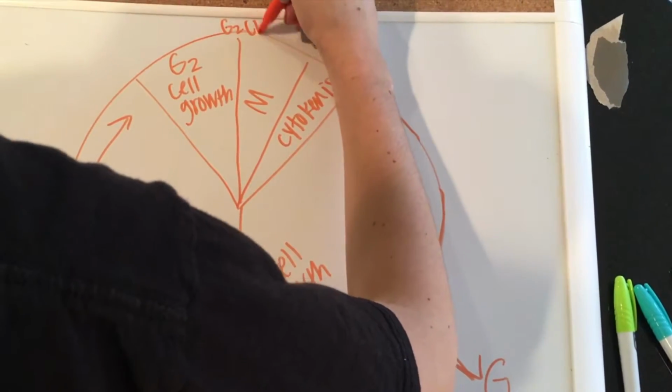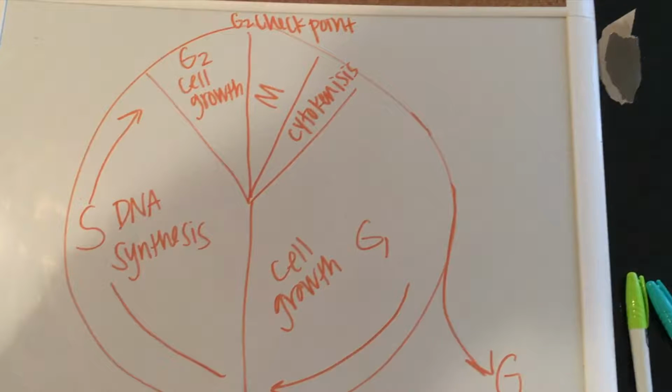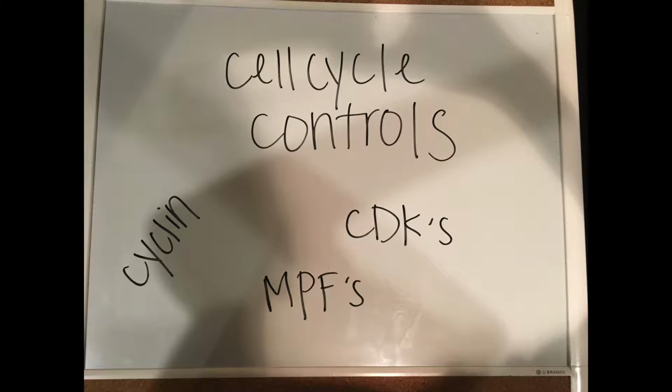Checkpoints are located after the G1 and G2 phase. They make sure that the cell is up to speed with the cycle and not engaging in abnormal activity. Cell cycle controls.